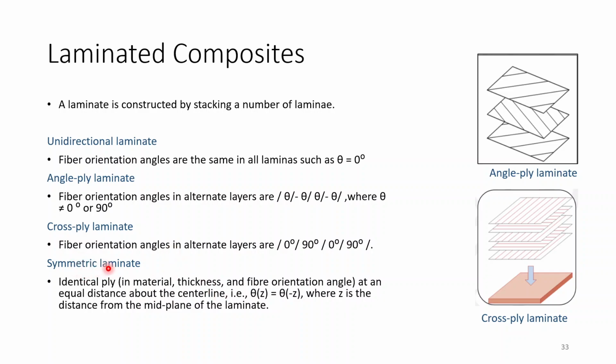Next you have the symmetric laminate. In this case, you have identical plies in material, thickness and fiber orientation angle at an equal distance about the center line. So you will have theta of z equals theta of minus z, where z is the distance from the mid plane of the laminate.